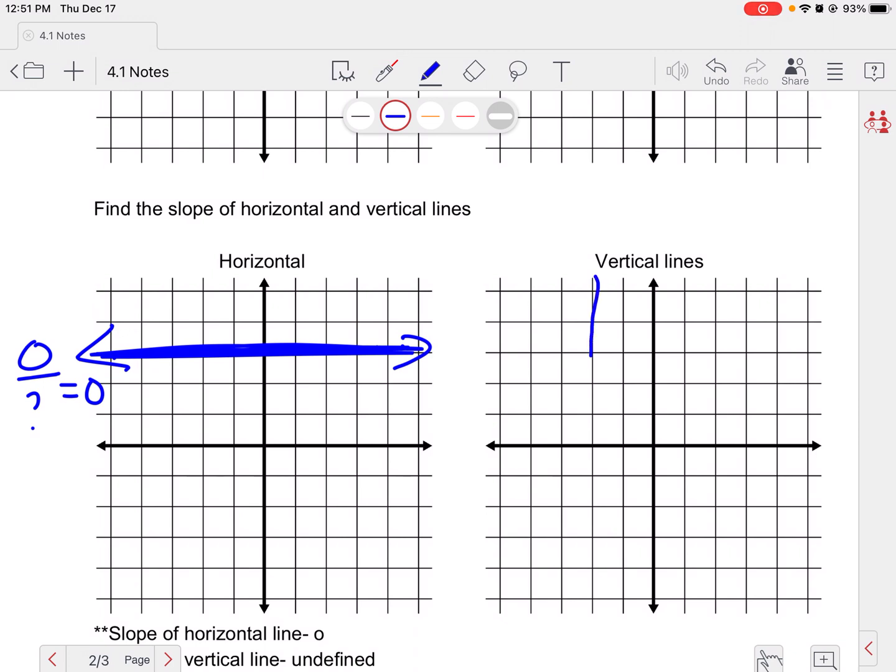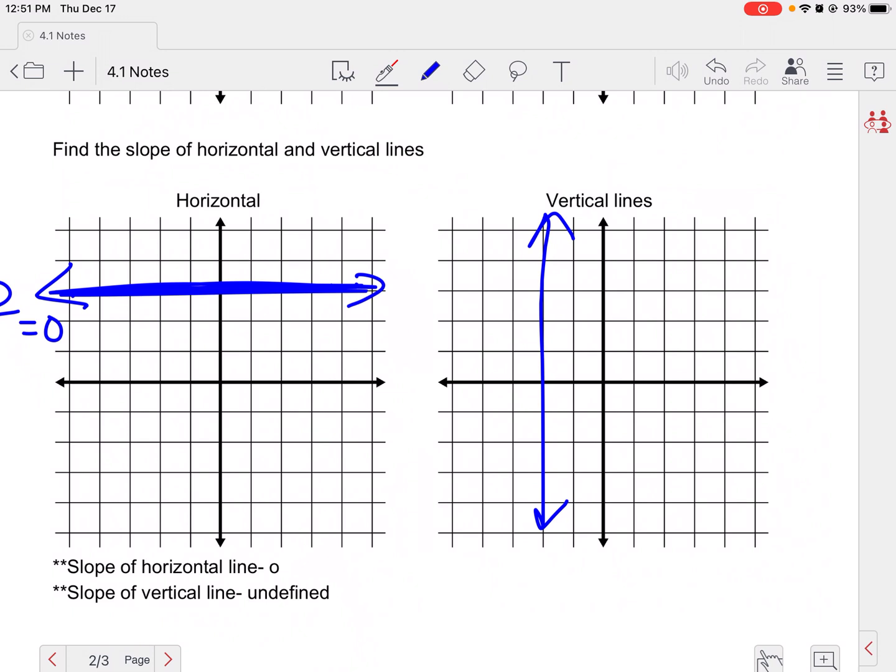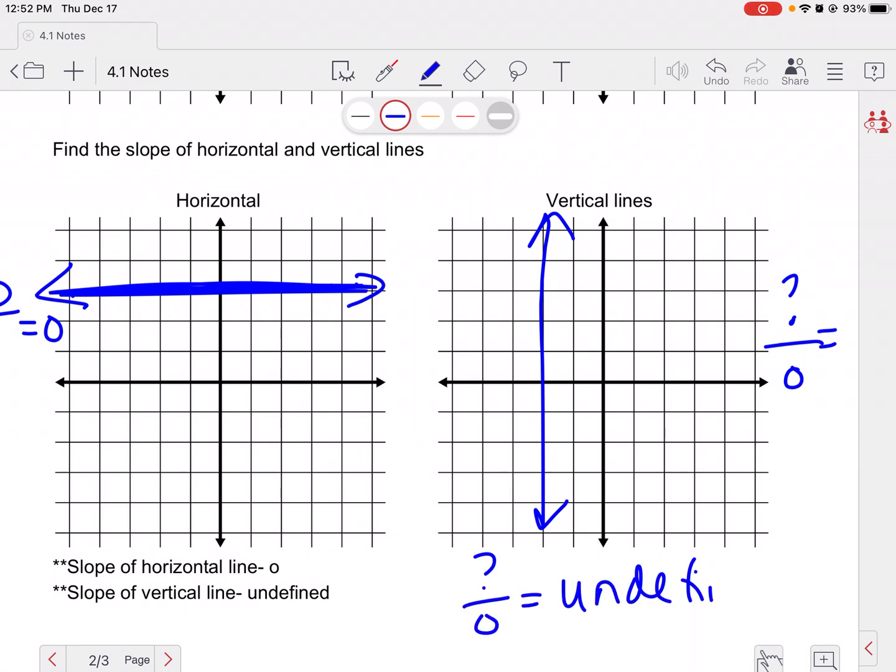Now vertical lines, okay? We do have to go up and down to get from one point to another, but we don't have to go over any. So what's going to happen is you'll have some up and down over 0, and we can't divide by 0. We don't know what that is. I'm going to write this down over here. So we call that undefined.